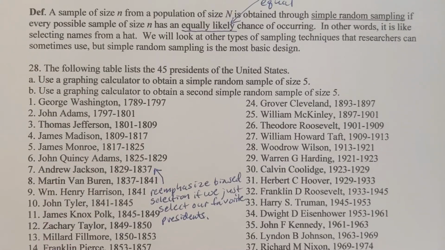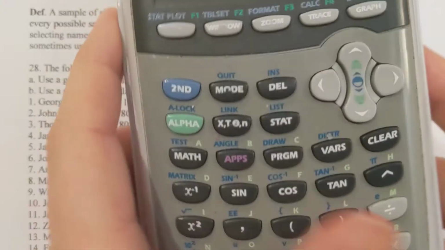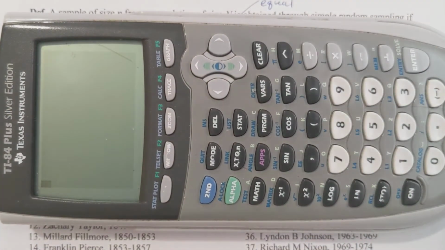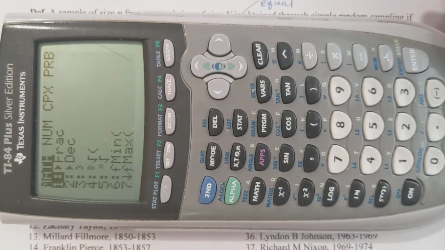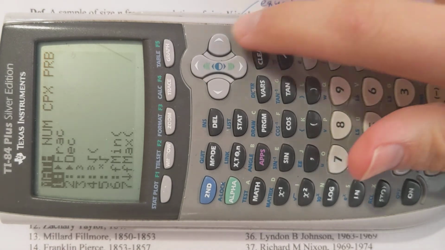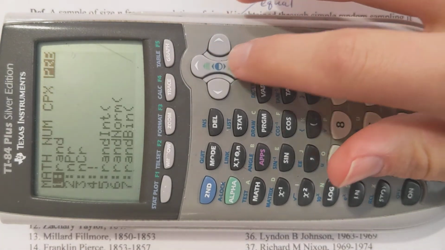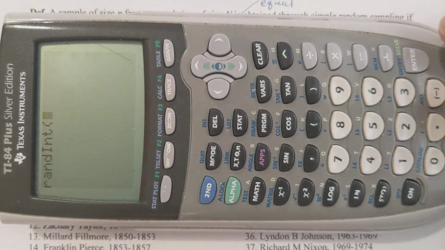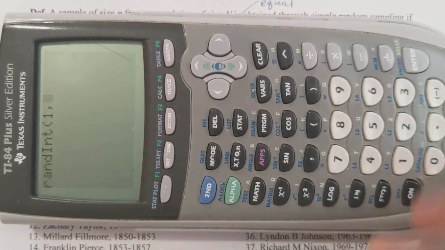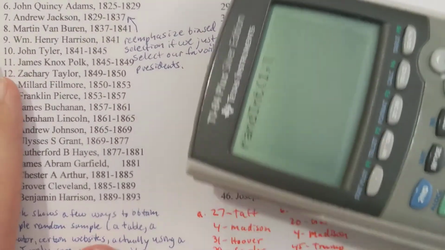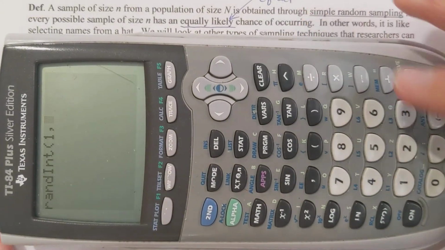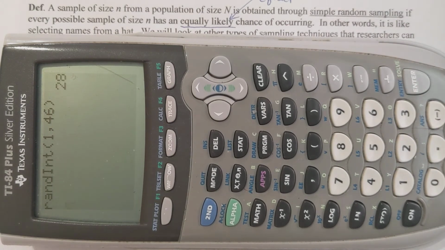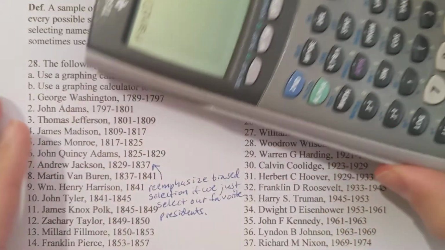So this is the 84 model. If I turn the calculator on, then hit math and go over to PRB up top, and then down to number 5 where it says randInt, and then I hit enter. I want to enter 1 comma 46, since there are 46 presidents. So 1 comma 46, and then close the parentheses. If I hit enter, my calculator will give me a random number between 1 and 46.